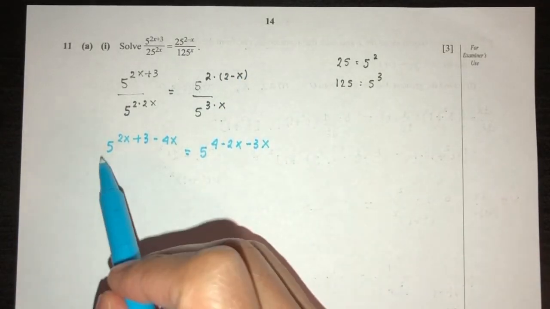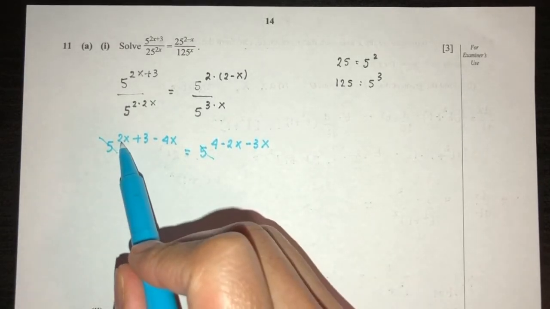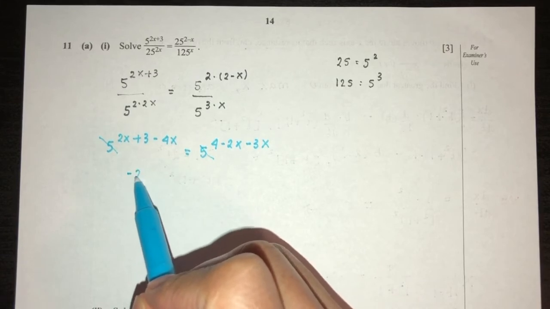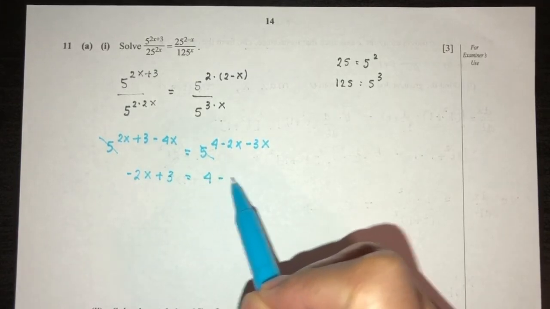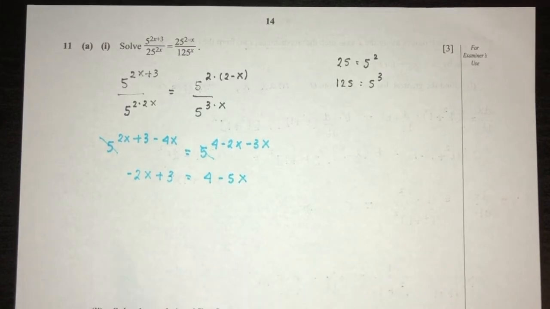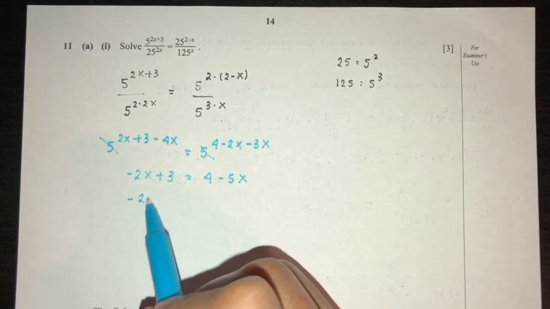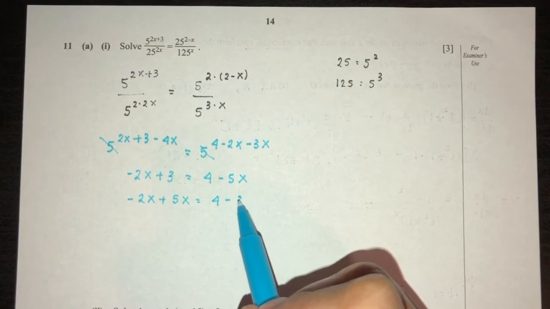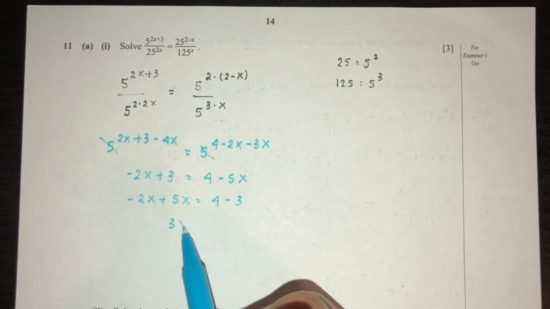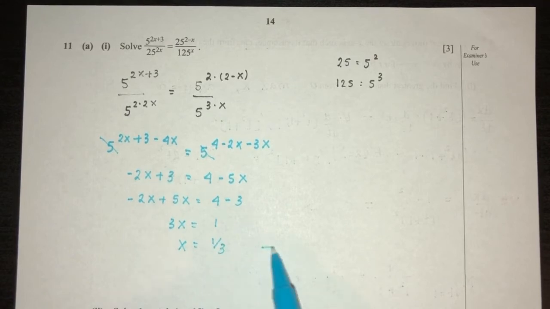So now because the bases are the same, we can cancel the base. You will have 2x minus 4x will be minus 2x plus 3 is equal to 4 minus 5x. So now we have to simplify. Send this one over here, you will have minus 2x plus 5x equal to 4 minus 3. That will become 3x will be 1, x will be 1 over 3. And this is your answer for part 1.